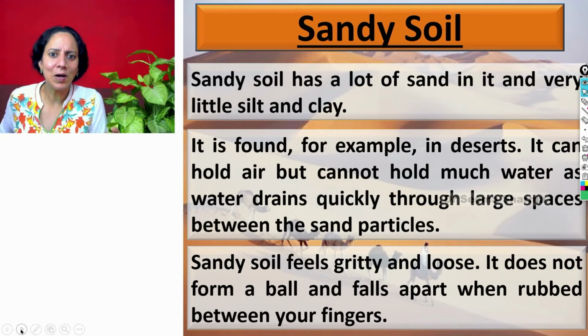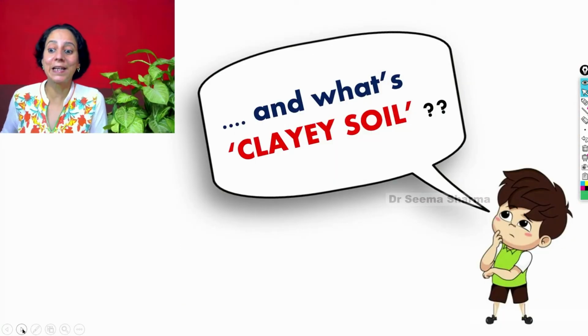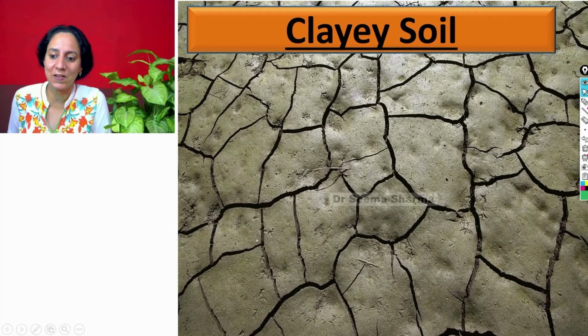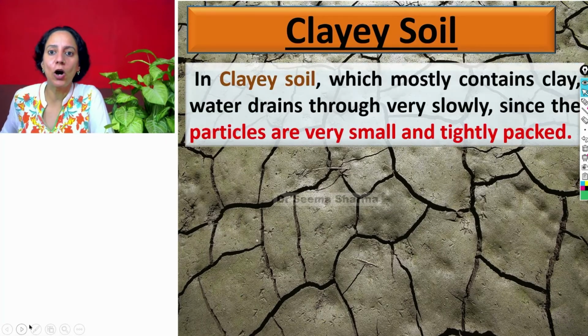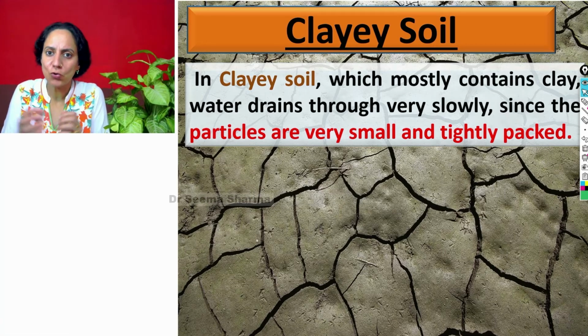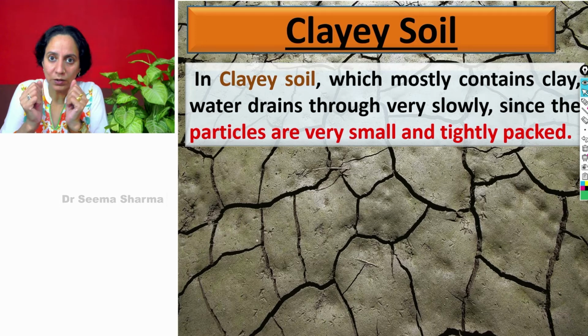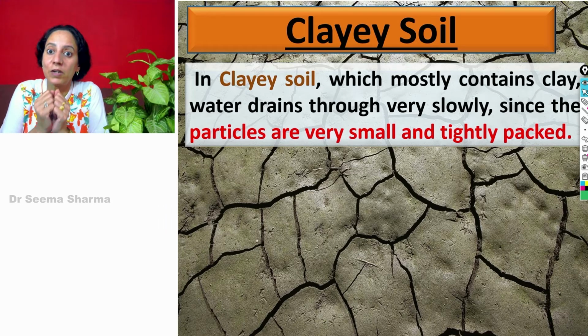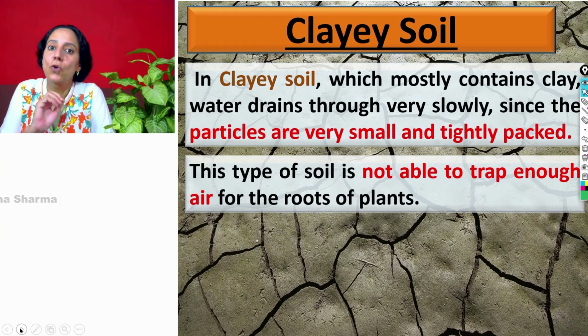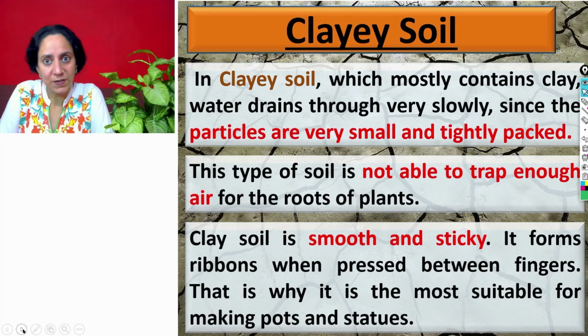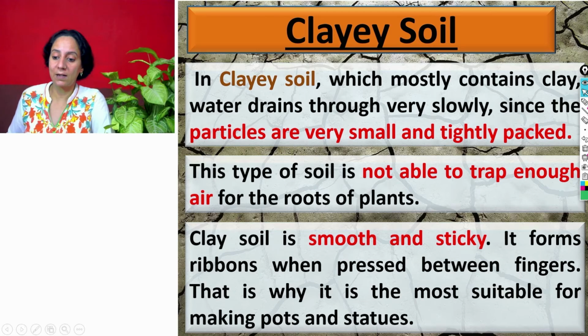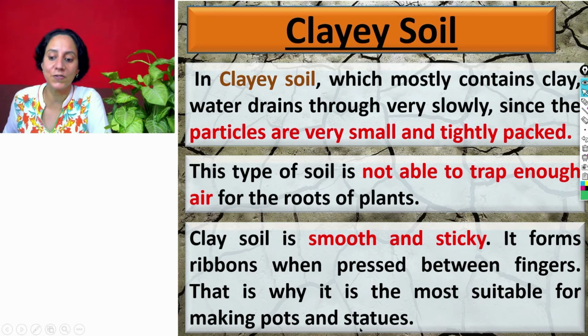Now let's know about clay soil also. What is clay soil? So children, this is clay soil. The composition of clay is more in clay soil. The particles of clay soil stick to each other because they are very small and tightly packed, and water drains through this kind of soil very slowly. This type of soil is not able to trap enough air for the roots of plants. Clay soil is smooth and sticky. It forms a ribbon when pressed between fingers. That is why it is the most suitable for making pots and statues.